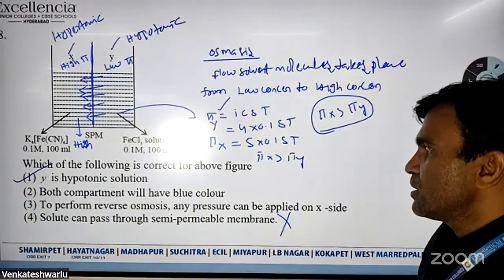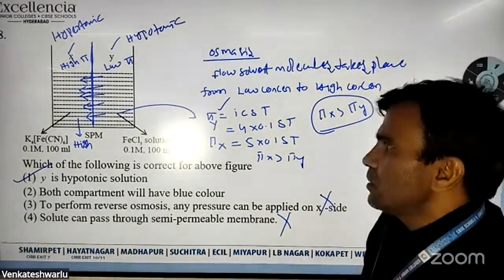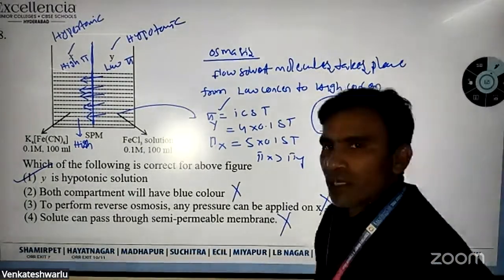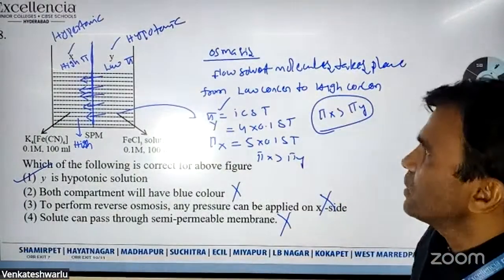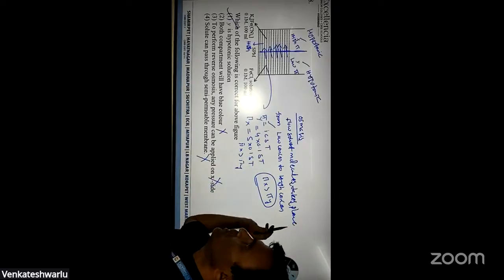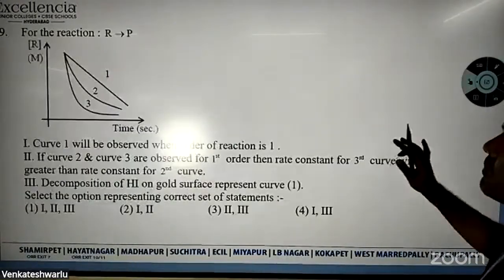To perform reverse osmosis, can any pressure be applied? No. Will both compartments have the blue color? No, only one has the blue color, the other one is colorless here. The flow of solvent molecules takes place from low concentration to high concentration. So here low pressure is on the Y side and the high pressure is on the other side. So flow will take place, and Y is a hypotonic solution because of the low pressure. Now let us move to the next question.